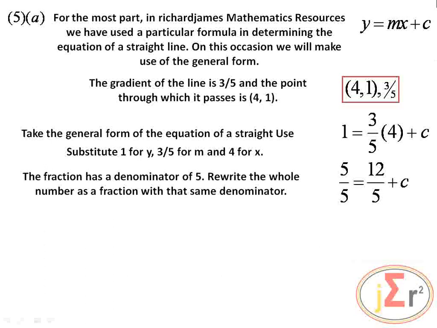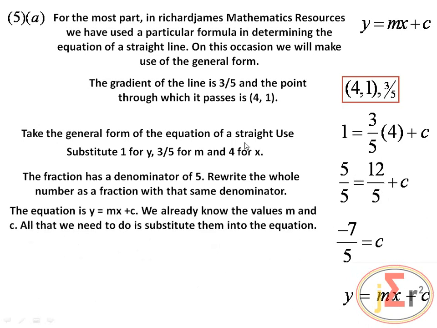So we have, instead of 1, we have 5 over 5. Of course, 5 divided by 5 is equal to 1. So 5 over 5 is 1, but we have it with a denominator of 5, which is the same denominator that we have here, making the combination of the two fractions, when necessary, very simple. So c is equal to negative 7 over 5. We will substitute those into the original equation.